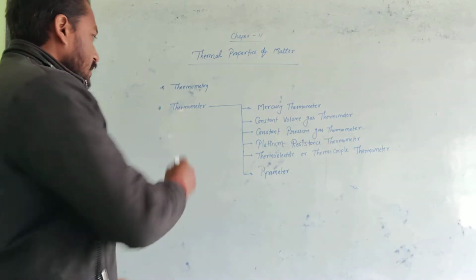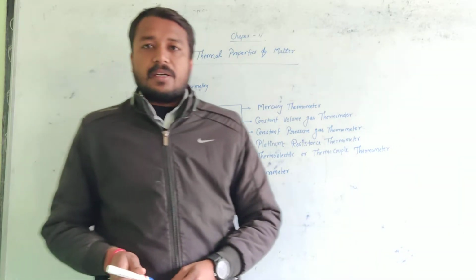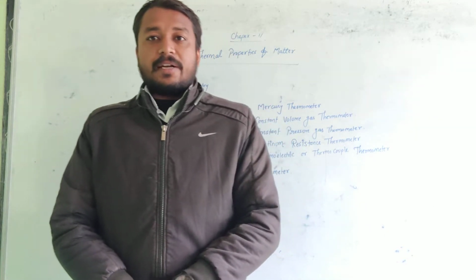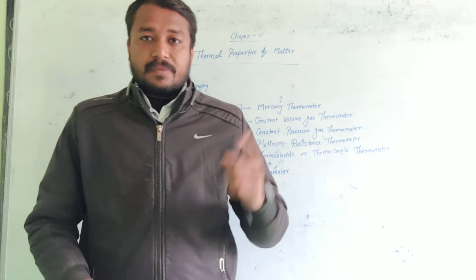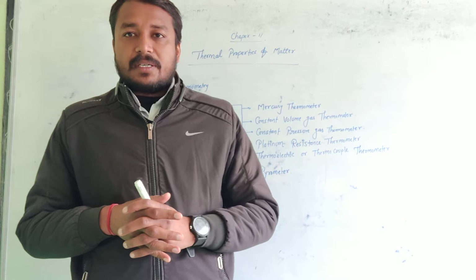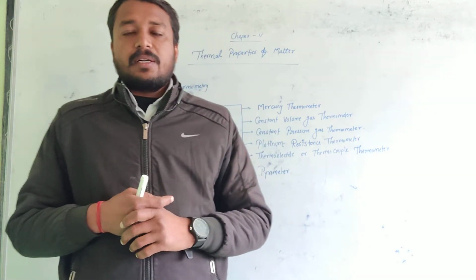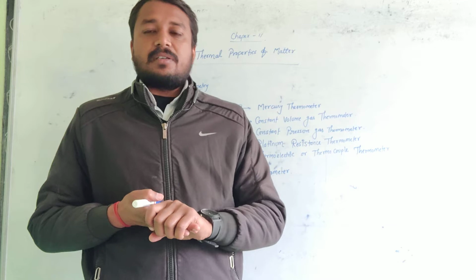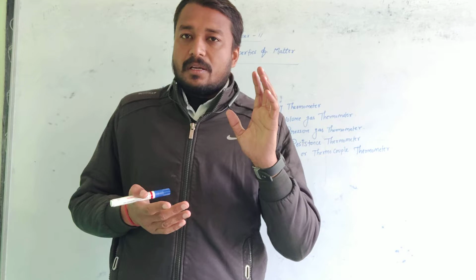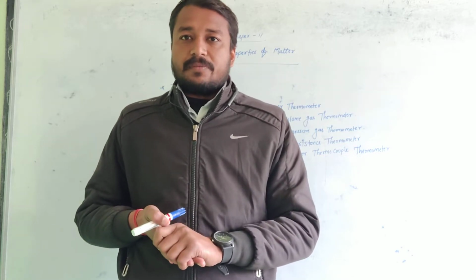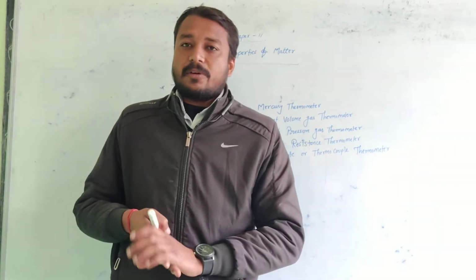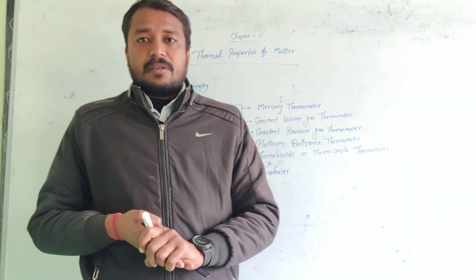Now the next one is the thermometer. What is a thermometer? As you can see in the laboratory and in the hand of a doctor, that device which consists of a glass tube filled with mercury in the bulb of that tube, and the device is used to measure the body temperature or temperature of any liquid or any mixture. So this device is known as a thermometer. It is a device which is used to measure the temperature of any body, right?